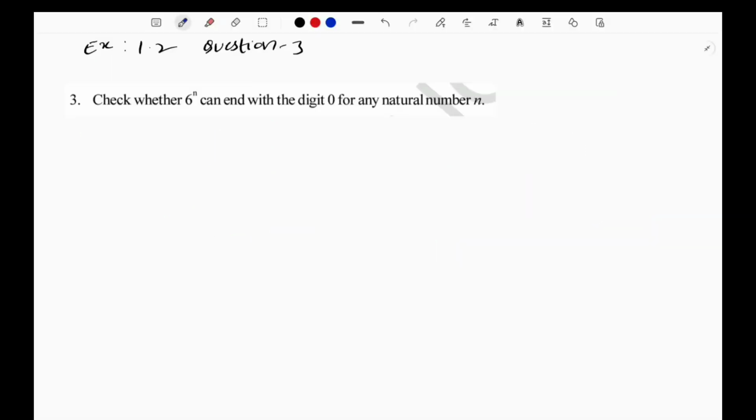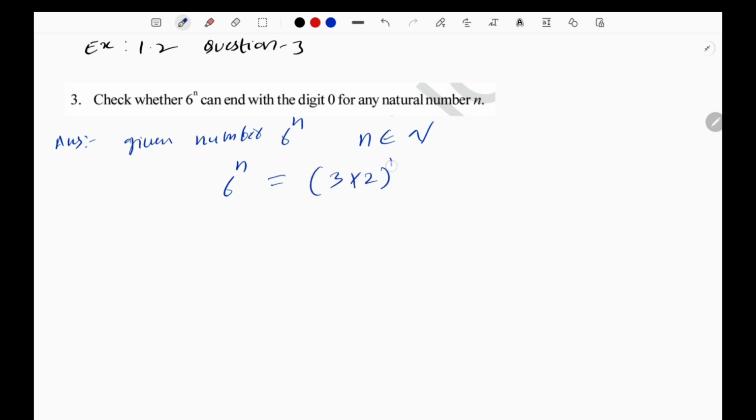Now going to the next question. Question number 3: check whether 6 to the power of n can end with the digit 0 for any natural number. Answer: the given number is 6 to the power of n, where n belongs to capital N. It means n belongs to natural numbers. The prime factors of 6 to the power of n we can write as (2 into 3) to the power of n, that is 2 to the power of n and 3 to the power of n.